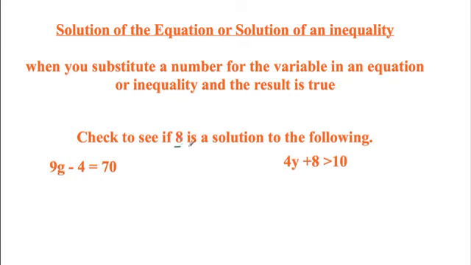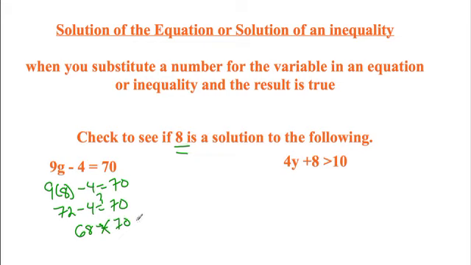All right, what I'm going to do is plug in 8 here to see if it's a solution to this. So 9 times g, well, g is going to be 8, so 9 times 8 minus 4 equals 70. 9 times 8 is 72. 72 minus 4, does that equal 70? 72 minus 4 is 68, and 68 is definitely not equal to 70, so no, that is not a solution.